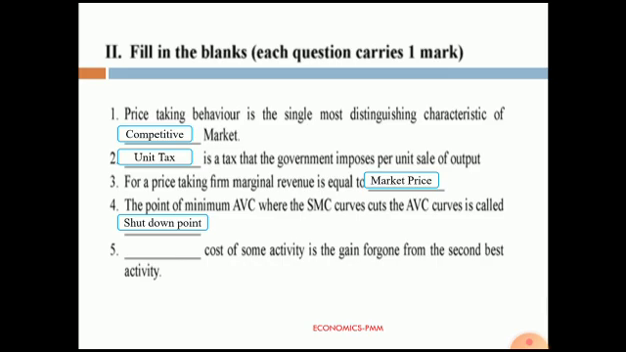Going to fifth fill in the blanks. Dash cost of some activity is the gain foregone from the second best activity. So it's a very important concept in economics, where every wise producer will always calculate this cost, and this cost is nothing but opportunity cost.